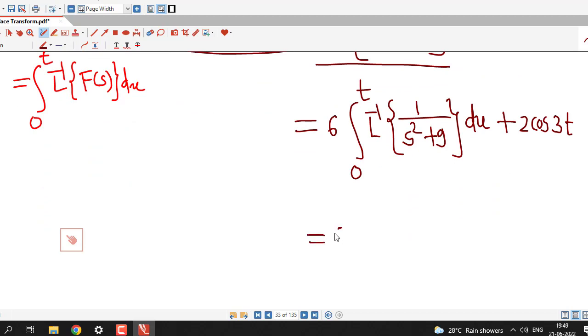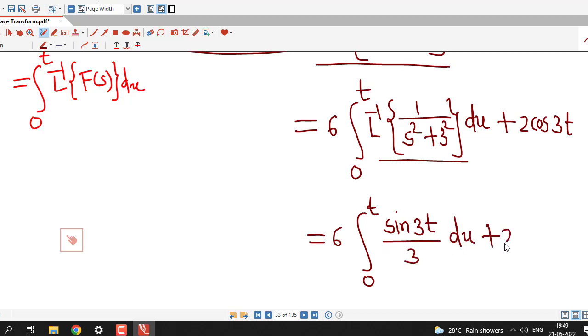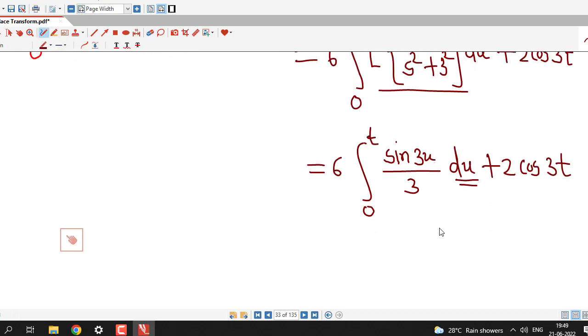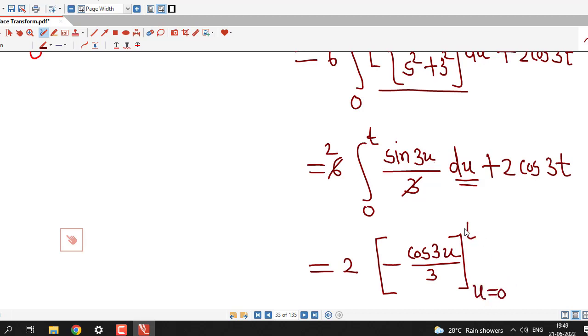Now inverse Laplace transform of 1 divided by s square plus 9, I can write 9 as 3 square. So inverse Laplace transform of this function is sin 3t divided by 3 integration with respect to u plus 2 cos 3t. And here we are using u as dummy variable, so we replace this t by u. And we can cancel out this 3 with this 6, so we are left with 2, and integral of sin 3u is minus cos 3u divided by 3. Limits of u are from u equal to 0 to t plus 2 cos 3t.